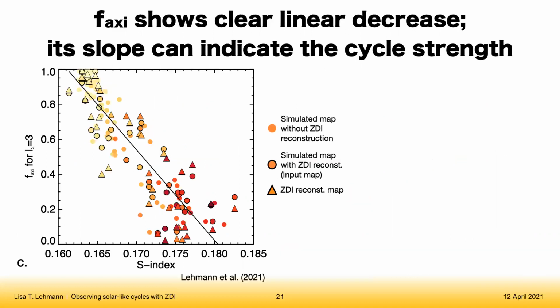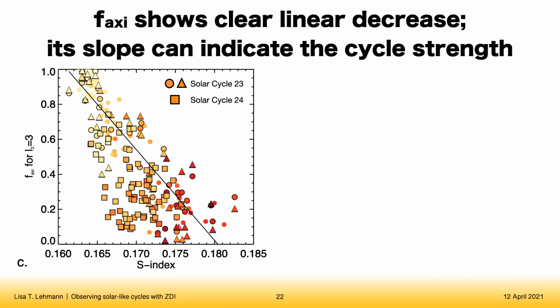Last but not least, I would like to show you this nice linear correlation between the axisymmetric energy fraction and the S-index, which is very beautifully recovered by ZDI. And I think we can use this slope as an indicator for cycle strength, because as I was overplotting solar cycle 24, where I have observations thanks to Alini, which are just lying on my desk, I noticed that if you would plot a trend line here, this line would be steeper.